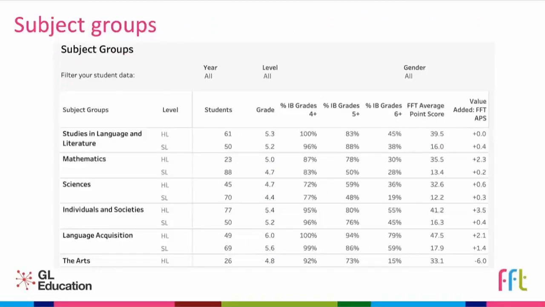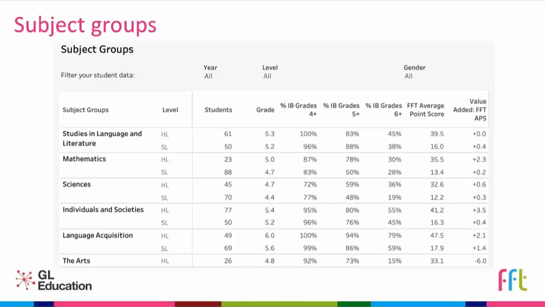We then move on to drilling down to looking at performance in different subjects, and we've done this at two levels. First of all, we look at the subject groups for the IB diploma, so we're aggregating individual subjects up to their relevant subject groups, and you can see the 6 subject groups there. We also then drill down to have a look at the individual subjects, but this first report looks at the 6 subject groups for the diploma.